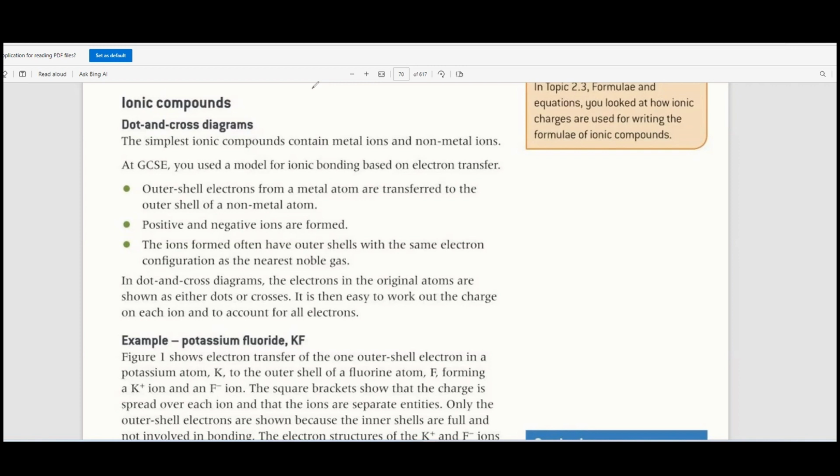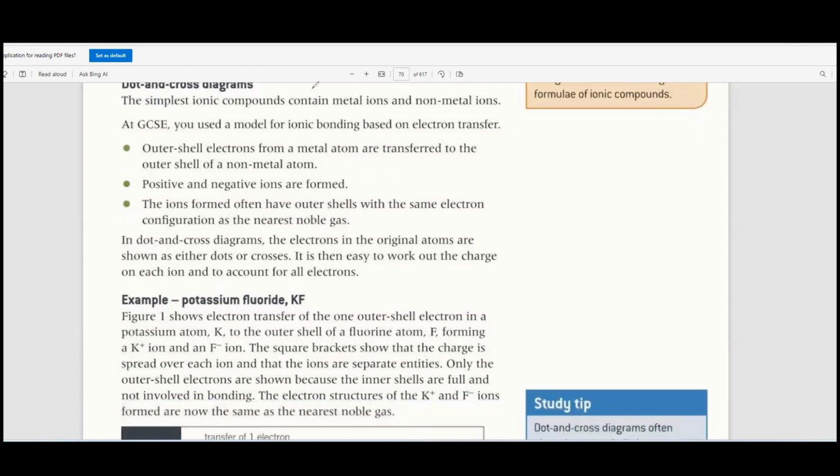Positive and negative ions are formed. The ions formed often have an outer shell with the same electron configuration as the nearest noble gas. So they mostly have the same configuration as the nearest noble gas, because that is the purpose of making bonds, right? Everybody wants to have their perfect configuration like a noble gas.